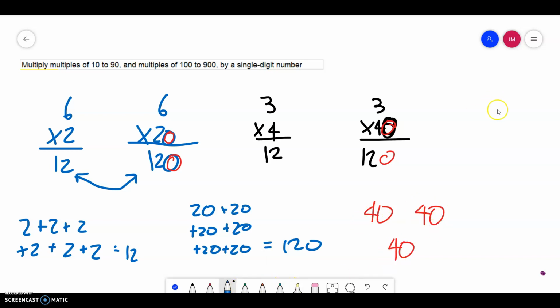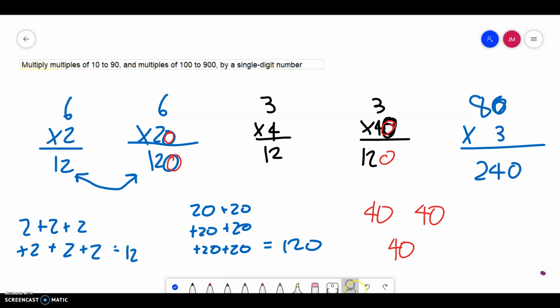So what if I said 80 times 3? We should be quickly doing 3 times 8 in our mind, and then just putting the zero in there and getting our answer, 240.